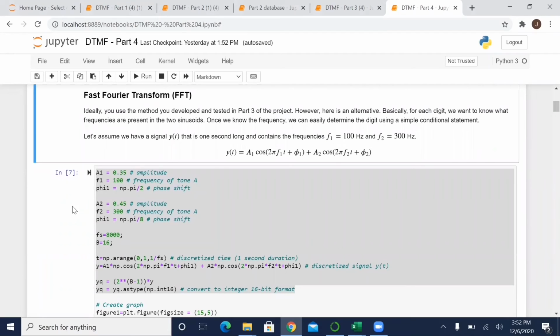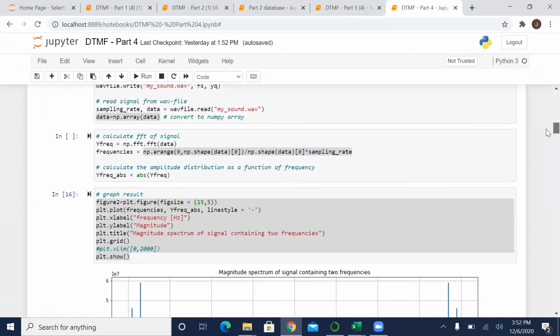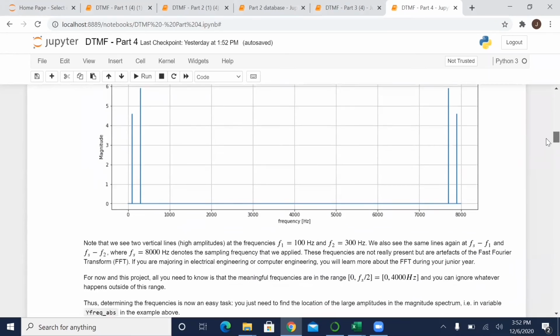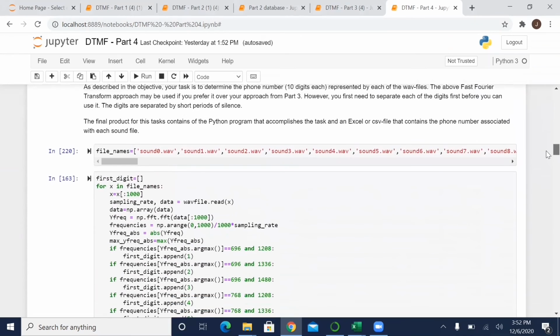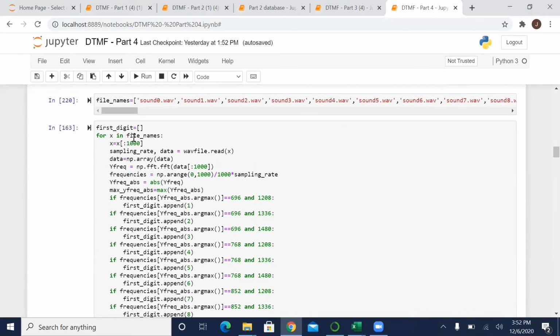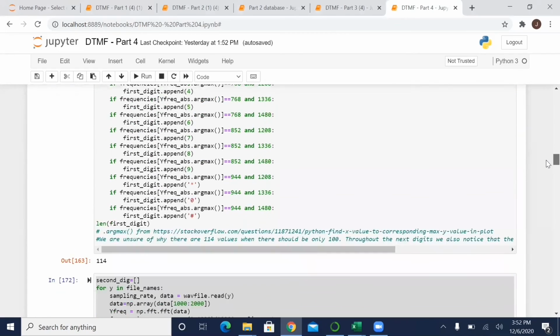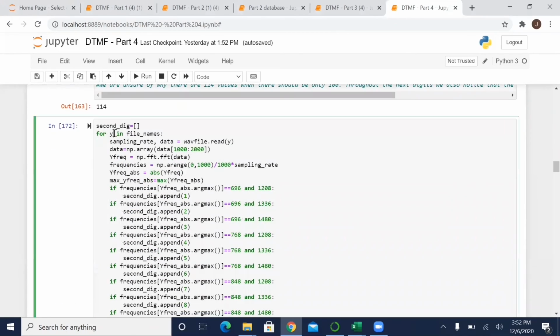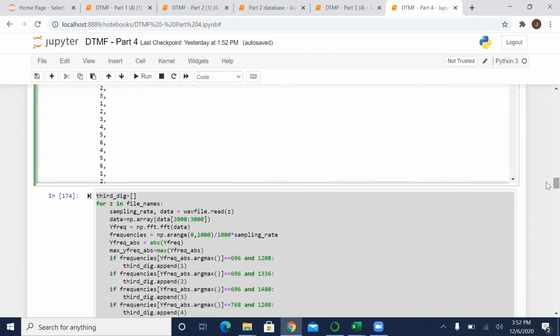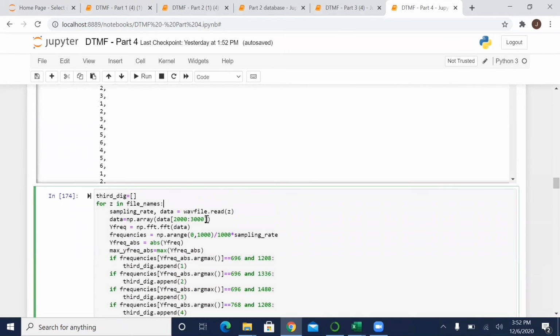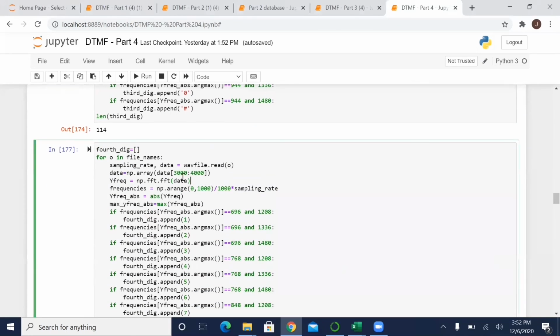Continuing to part 4, we made the decision to use the FFT method provided. The goal here was to obtain the 10 digits dialed in each WAV file. Again, we used similar methods to our data frame approach in part 2 by using for loops and conditional statements. We created 10 for loops where each loop covered different sections of 1,000 milliseconds of a WAV file. The if statements would help look for the frequencies at which the largest amplitude in the magnitude spectrum occurred. If they matched the frequencies of a digit, then the corresponding digit would be added to a list.